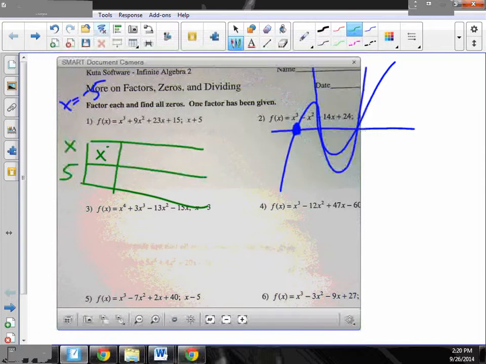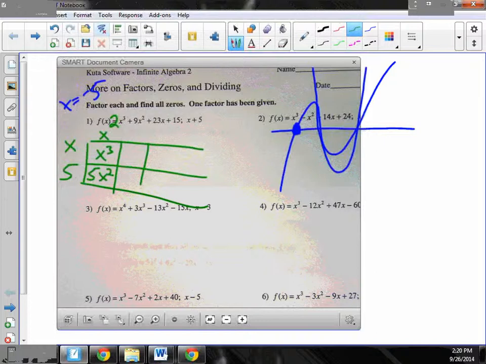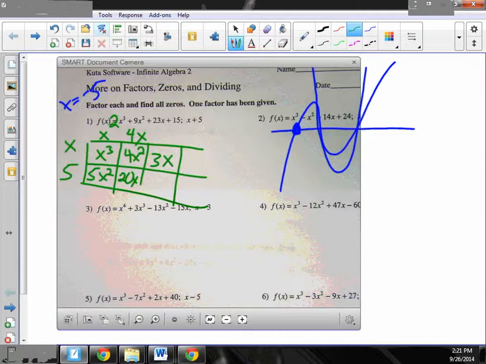So x to the third, x squared, 5x squared. So I have 5x squared. How many do I need? I need 4 more to get to 9. So this would be 4x squared. 4x squared divided by x is 4x. 4x times 5 is 20x. I have 20x and I need 23x. So I need 3 more x's. 3x. This is plus 3. 3 times 5 is 15.